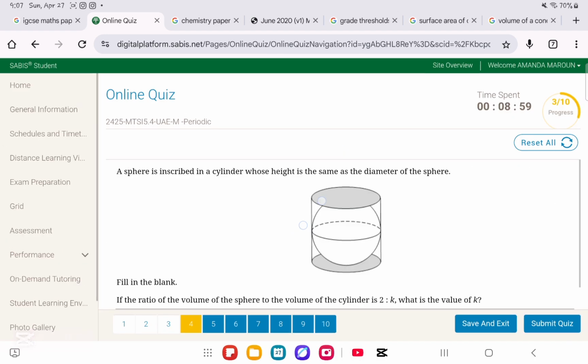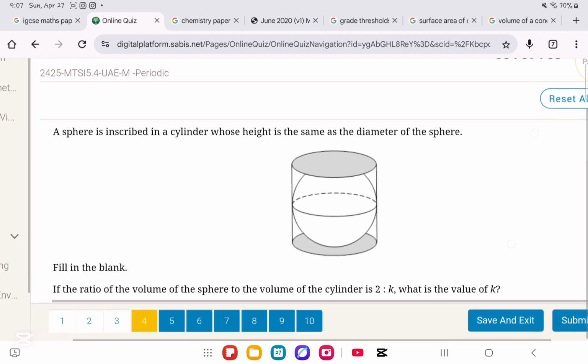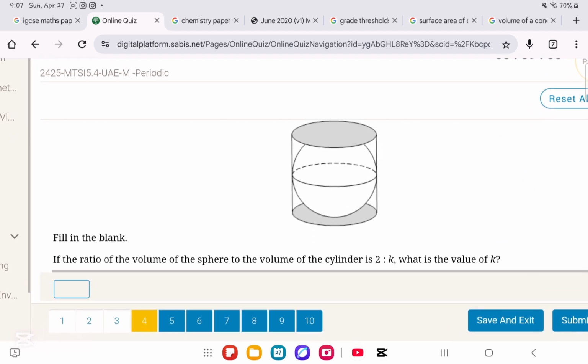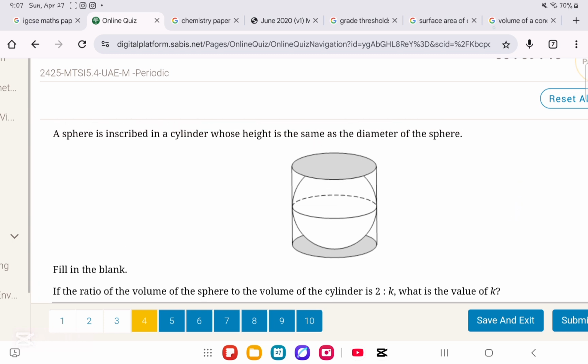We move on to the fourth question. In the fourth question, they said a sphere is inscribed in a cylinder whose height is the same as the diameter of the sphere. If the ratio of the volume of the sphere to the volume of the cylinder is this, what is the value of K? So they need the ratio of the volume of a sphere. We know the volume of a sphere is 4 over 3 pi r cubed over the volume of a cylinder, which is pi r squared h.